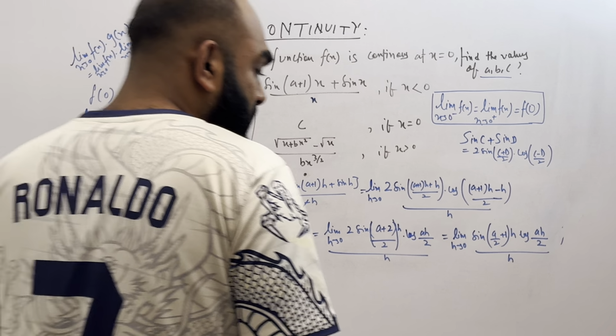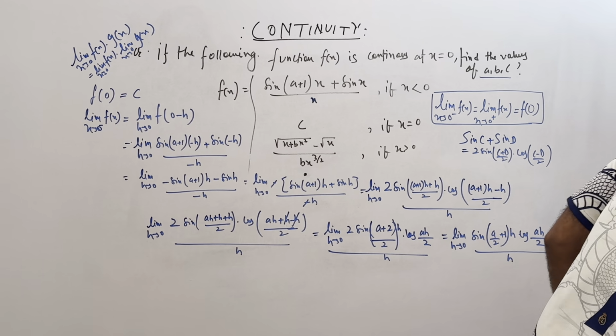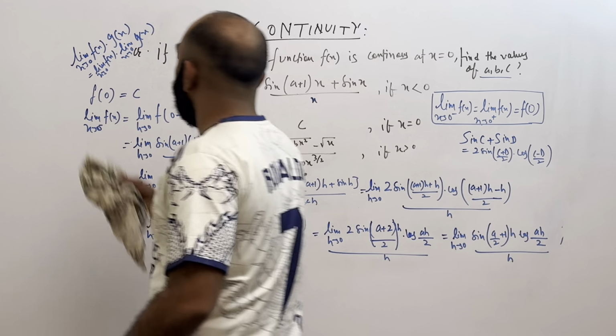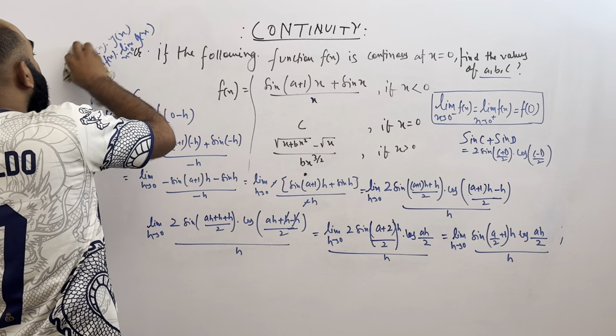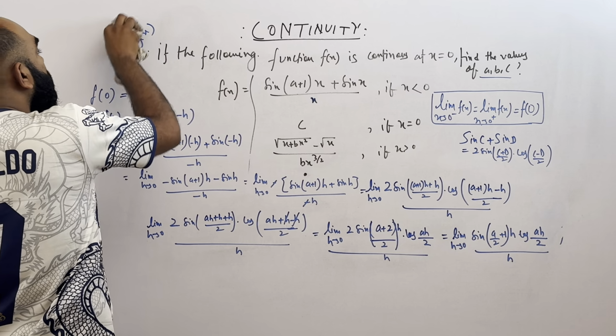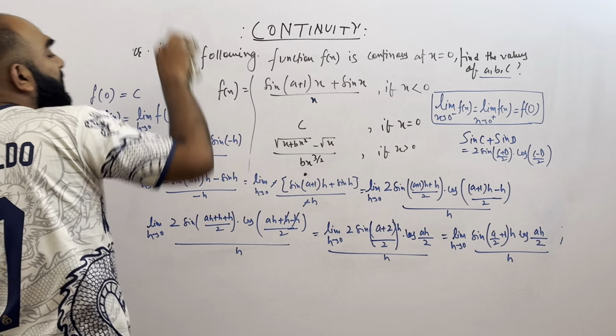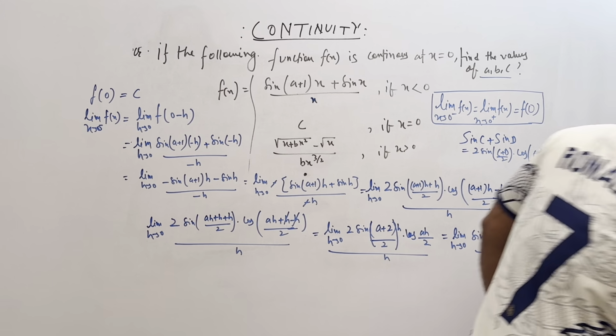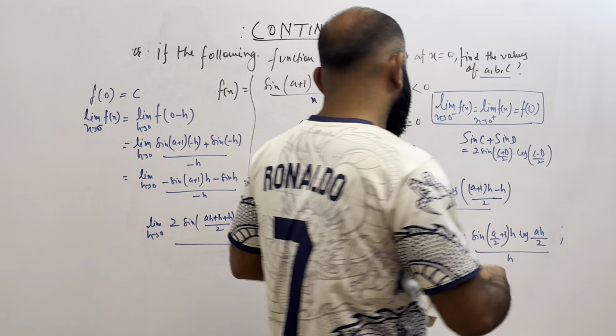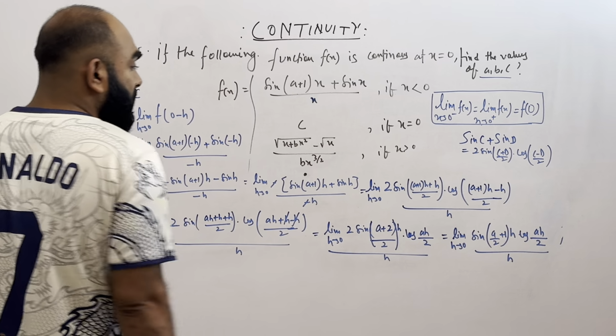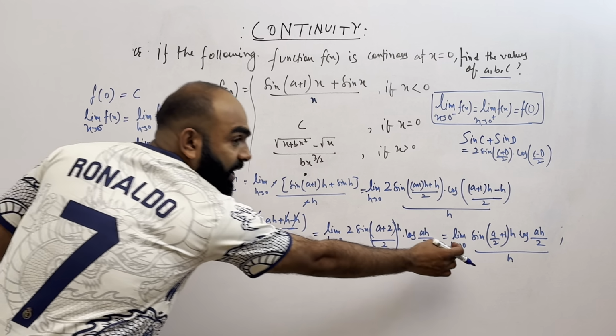Okay, sir, a little bit confusing. No, nothing is confusing, let's see. The limit can be distributed over multiplication. It can be distributed over division also, and addition and subtraction also. Can you see here? From here I am coming to here.